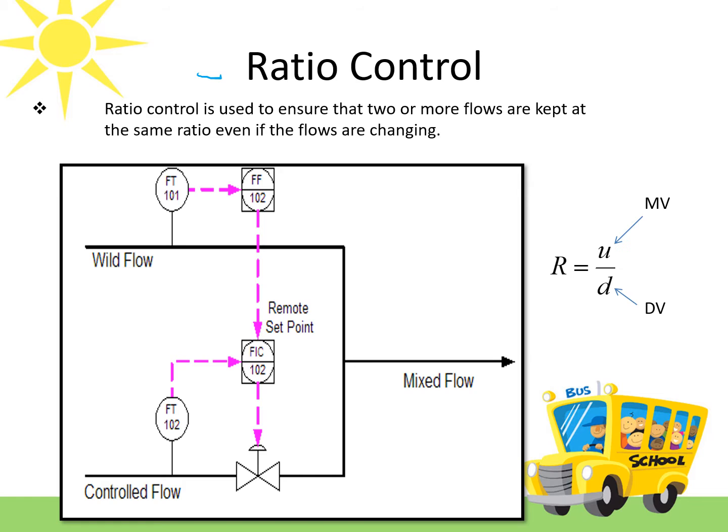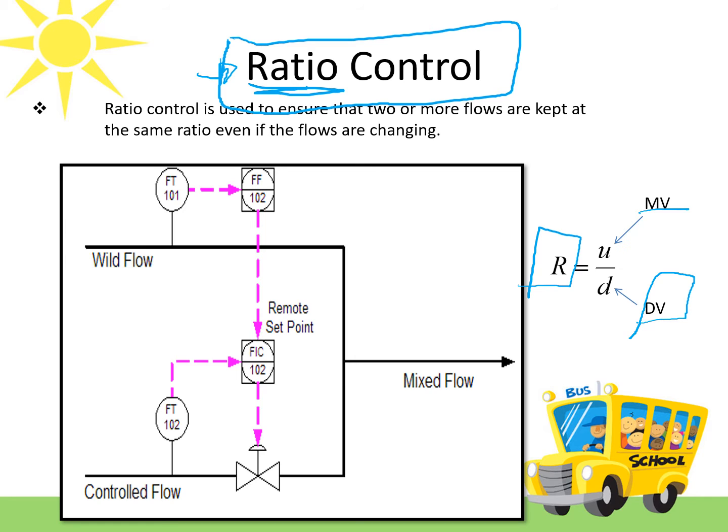Okay, ratio control. What is ratio control? Ratio control is a special type of feed-forward control where the objective is to maintain the ratio of two process variables at a specified value. These two variables are usually your manipulated variable and your disturbance variable. In ratio control, the ratio is controlled rather than the individual variable, where the ratio is expressed as the manipulated variable divided by the disturbance variable.